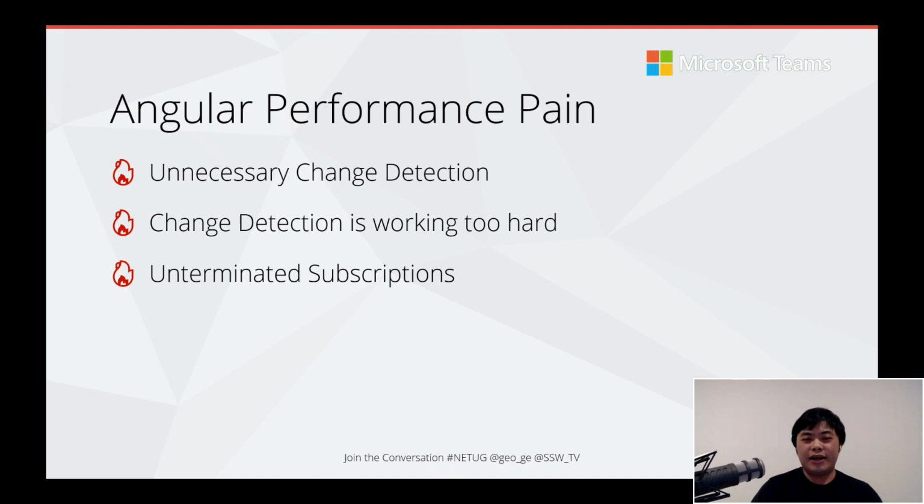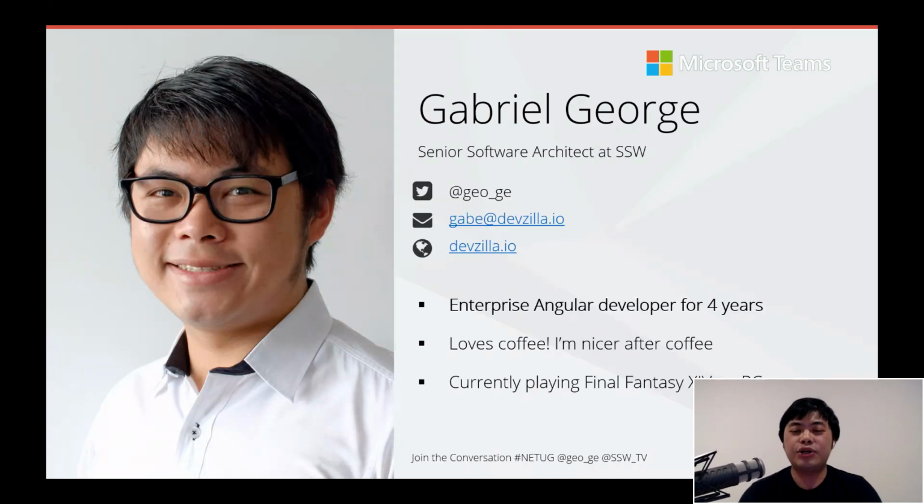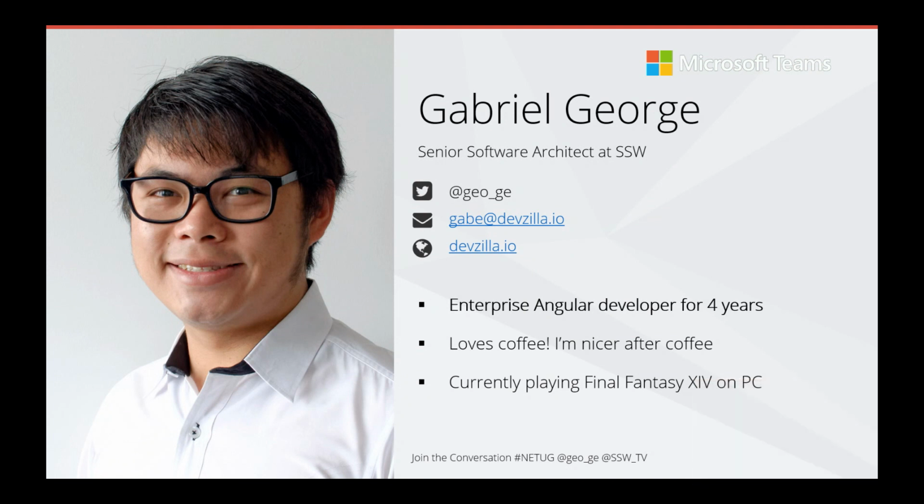Before we go any further, I'm going to introduce myself. I'm Gabriel George, a senior software architect at SSW. You can follow me on Twitter, or read my blog at devzilla.io. I've been an enterprise Angular developer for the past 4 years. I love coffee very much. In fact, I was a barista. I'm also a gamer like Chris, and we are currently playing Final Fantasy 14 together. So if any of you play games, do reach out to us.